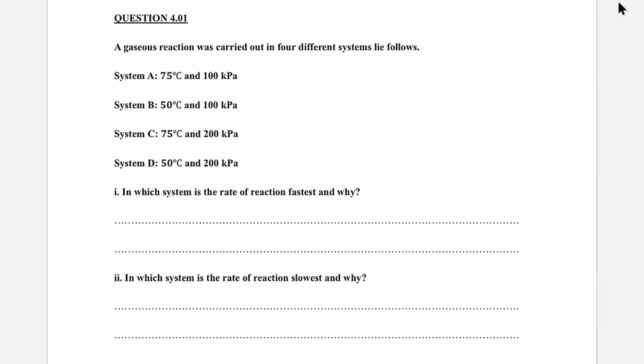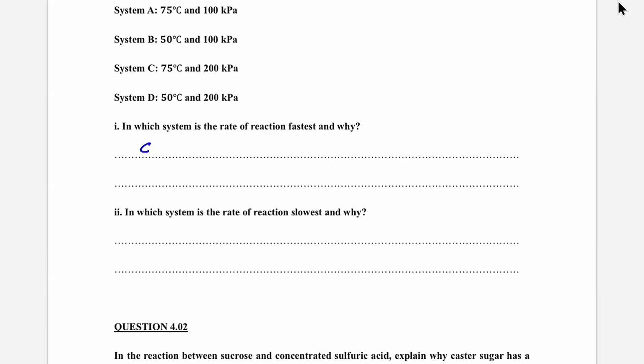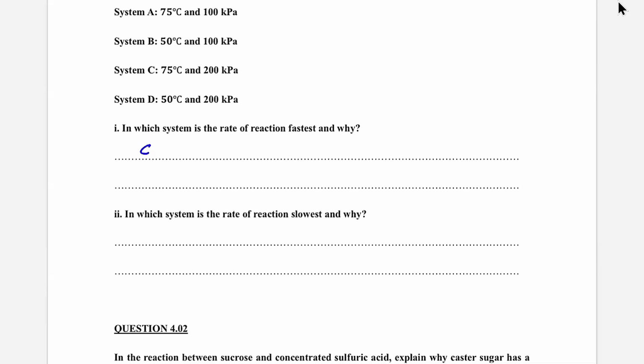Which one? C. Why? Yeah, the answer is C. It has the highest temperature and pressure. The pressure is high, which means more collisions. Temperature high means again more collisions. Right? So I don't have to explain that. In which system is the rate of reaction lowest? B. Okay.